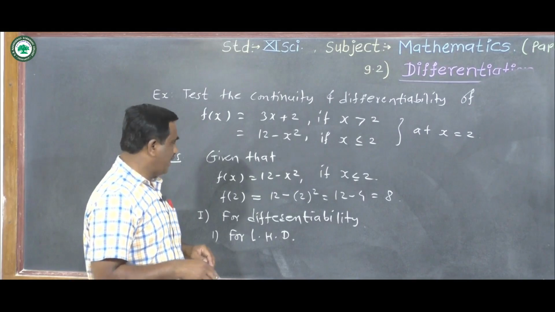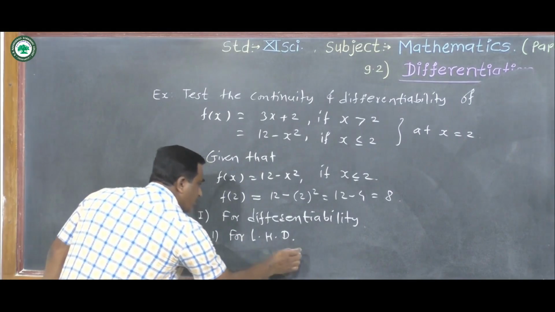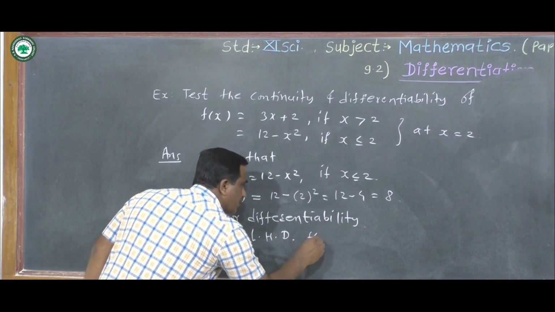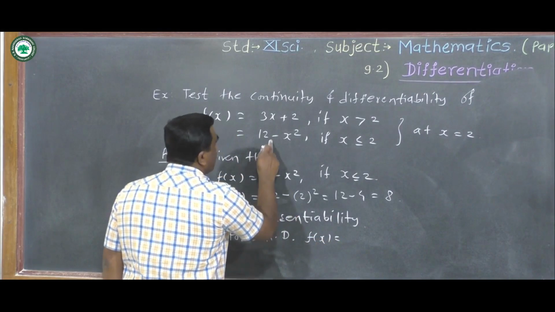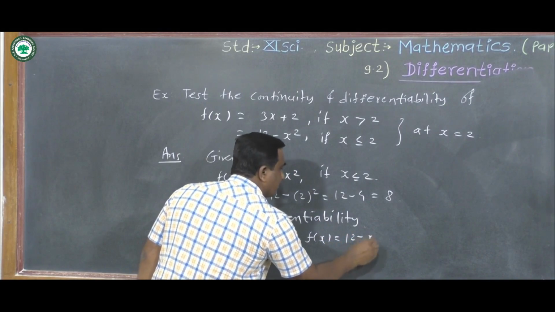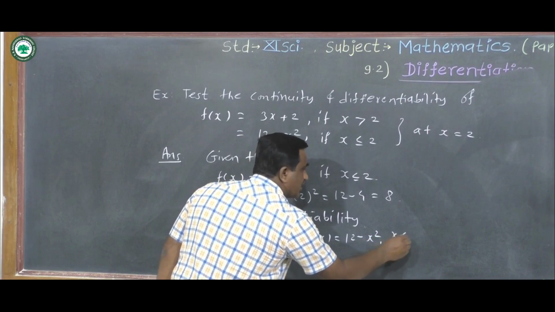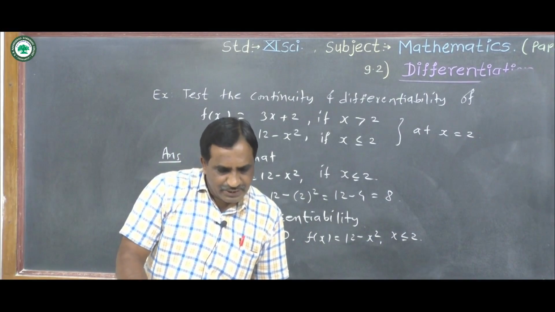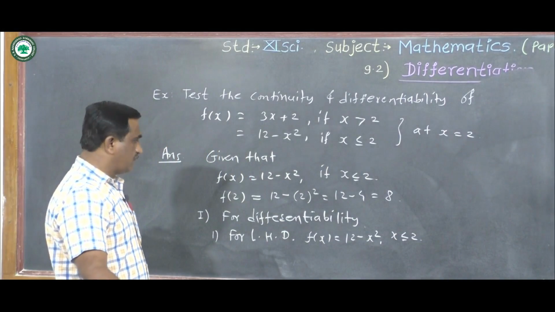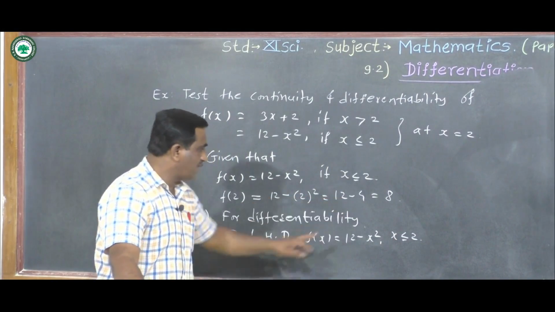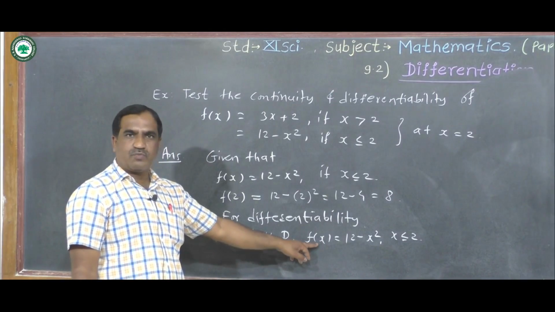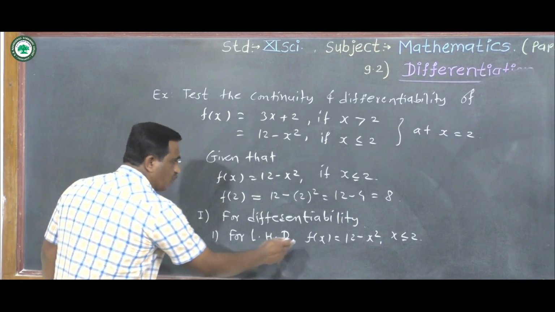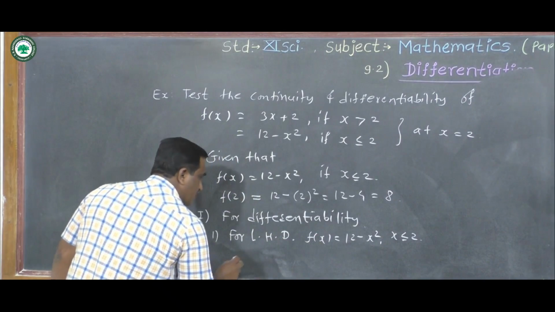Here is the left hand derivative. For the left hand derivative, we consider f of x is equal to 12 minus x square, that is for x less than or equal to 2. Now we can find f of 2. f of 2 is 8, and we have to find f of 2 plus h. Put x is equal to 2 plus h.